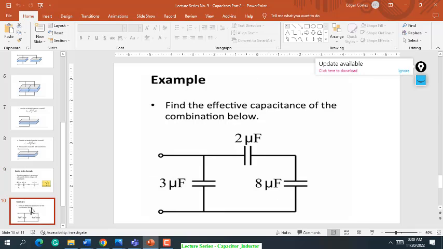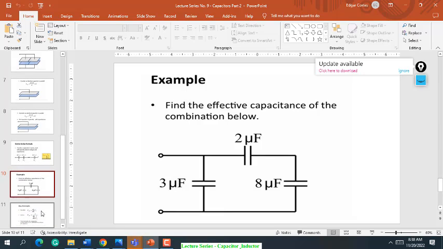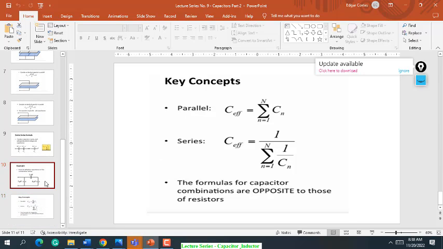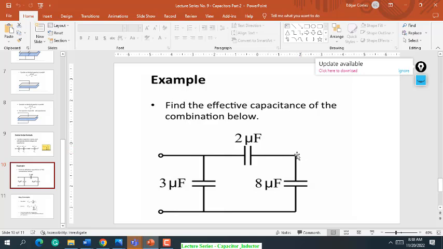And for example, find the effective capacitance of the combination below. So effective capacitance, meaning the total capacitance. I'm going to explain this one, because this is your activity later. This is your activity exercise after we discuss.